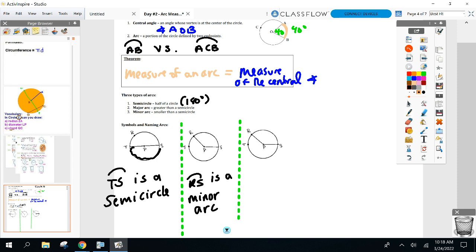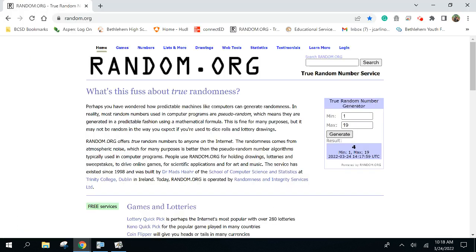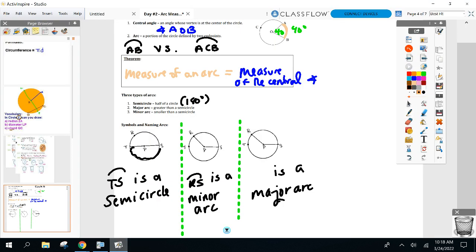And then here, give me a major arc. So this arc is a major arc. Name an arc that would be considered more than 180. RTS, I like it. You could have said RST as well. Yep. All right, all good on the types of arcs.